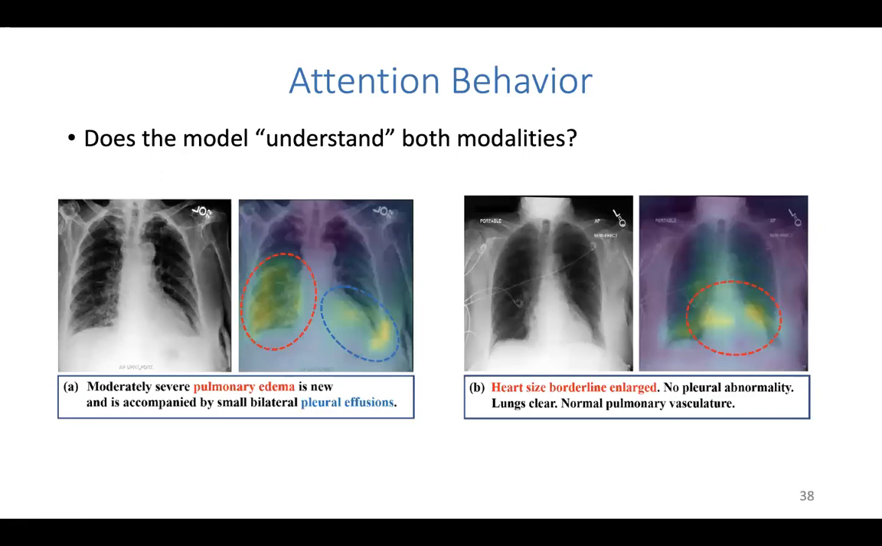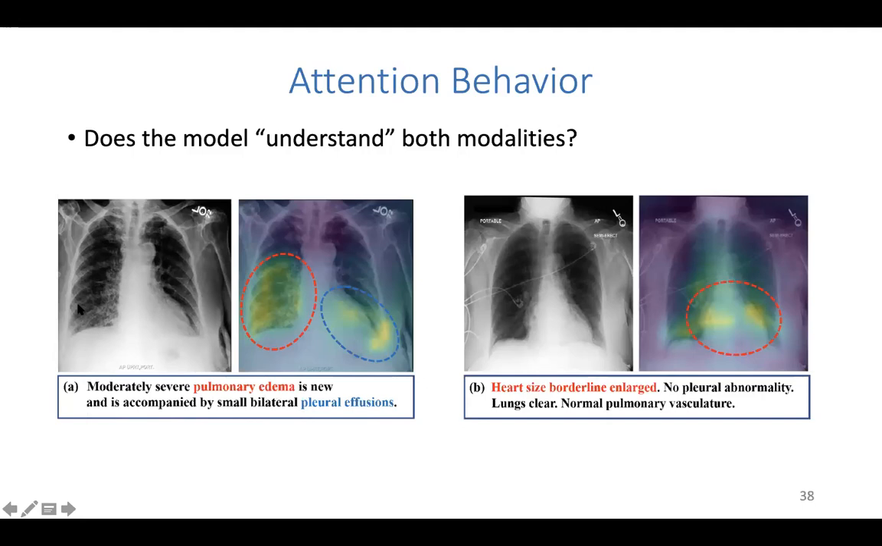This is the same attention behavior analysis as from the Pixel-BERT with dog and carrot images. Here is the given image, and this is the ground truth sentence written by the physician. It says, moderately severe pulmonary edema is new, and it is accompanied by small bilateral pleural effusion. Pulmonary edema is 폐부종. Pulmonary is related to the lung, so there's something wrong with your lung, and for these two words, the model is attending to this red circle part, and there is some white noise, not noise, some white area.